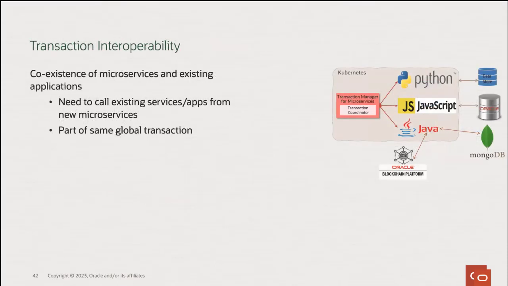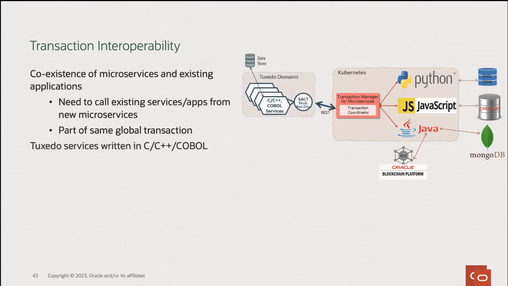MicroTx can interoperate with existing enterprise applications by having a transaction initiator microservice call existing applications and services, and have them as participants in a transaction coordinated by MicroTx. In some cases, the existing applications need to integrate the MicroTx library to work with the MicroTx coordinator. On the right side, you can see that a Node.js or JavaScript application using an Oracle database, or a chain code application in the Oracle blockchain platform, can become participants in a transaction that is coordinated by the MicroTx coordinator.